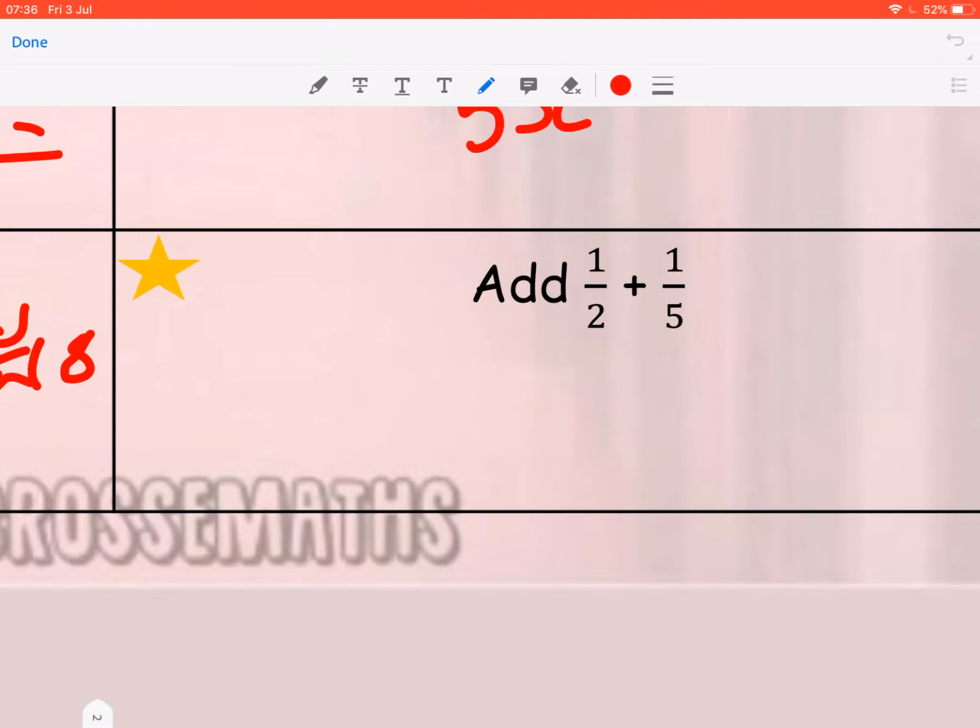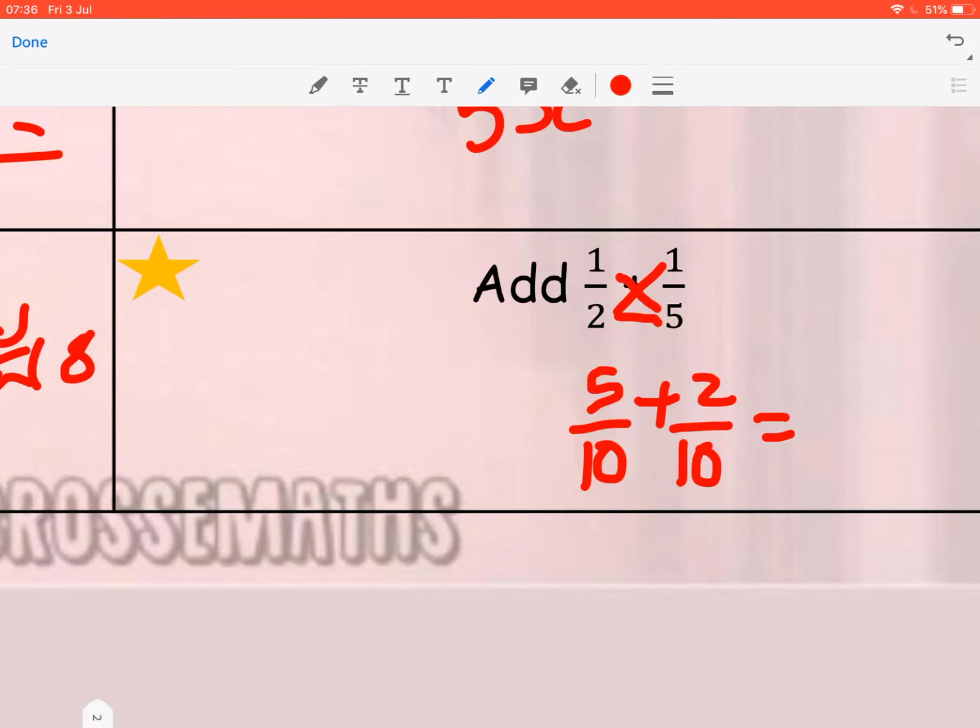So, got to make the bottom numbers the same. In order to do that, I'm going to times them together. 2 times 5 is 10. Once you've multiplied together, if you want to fill in the top numbers as well, you've got to cross multiply. 5 times 1 is 5. 2 times 1 is 2. It's still an add question, so I put add in the middle. Then once you're there, you keep the bottom number. If it's 10 in the question, bottom number stays as 10 in the answer. 5 plus 2 gives me 7. So my answer is 7 over 10.